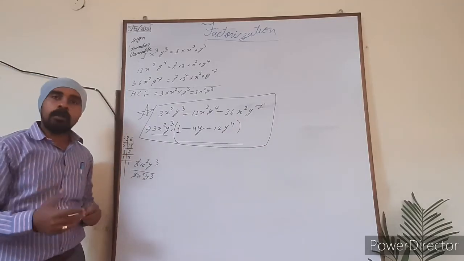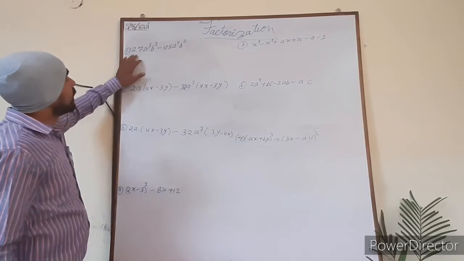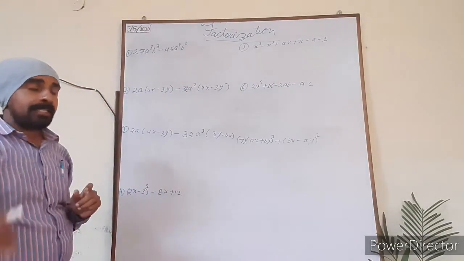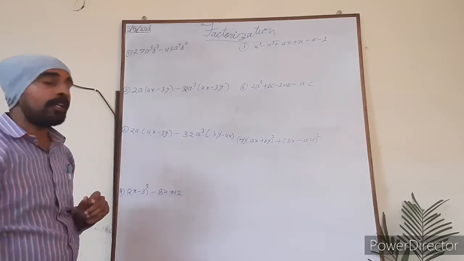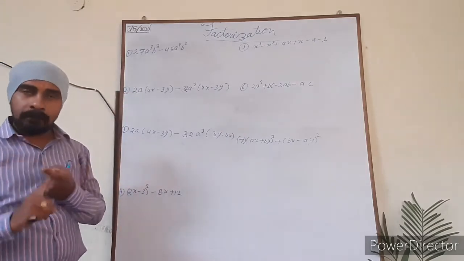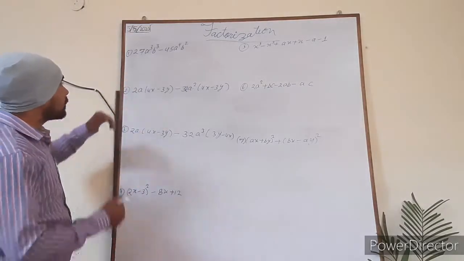In the same way we will solve a little bit more questions. Now you can see here that it is 27a cube b cube and minus 45a to the power 4 b square. As the previous question has been solved, in the same way it will be done. As I had told you, very first sign, then number, and after that variable. The same steps will be followed for this question.